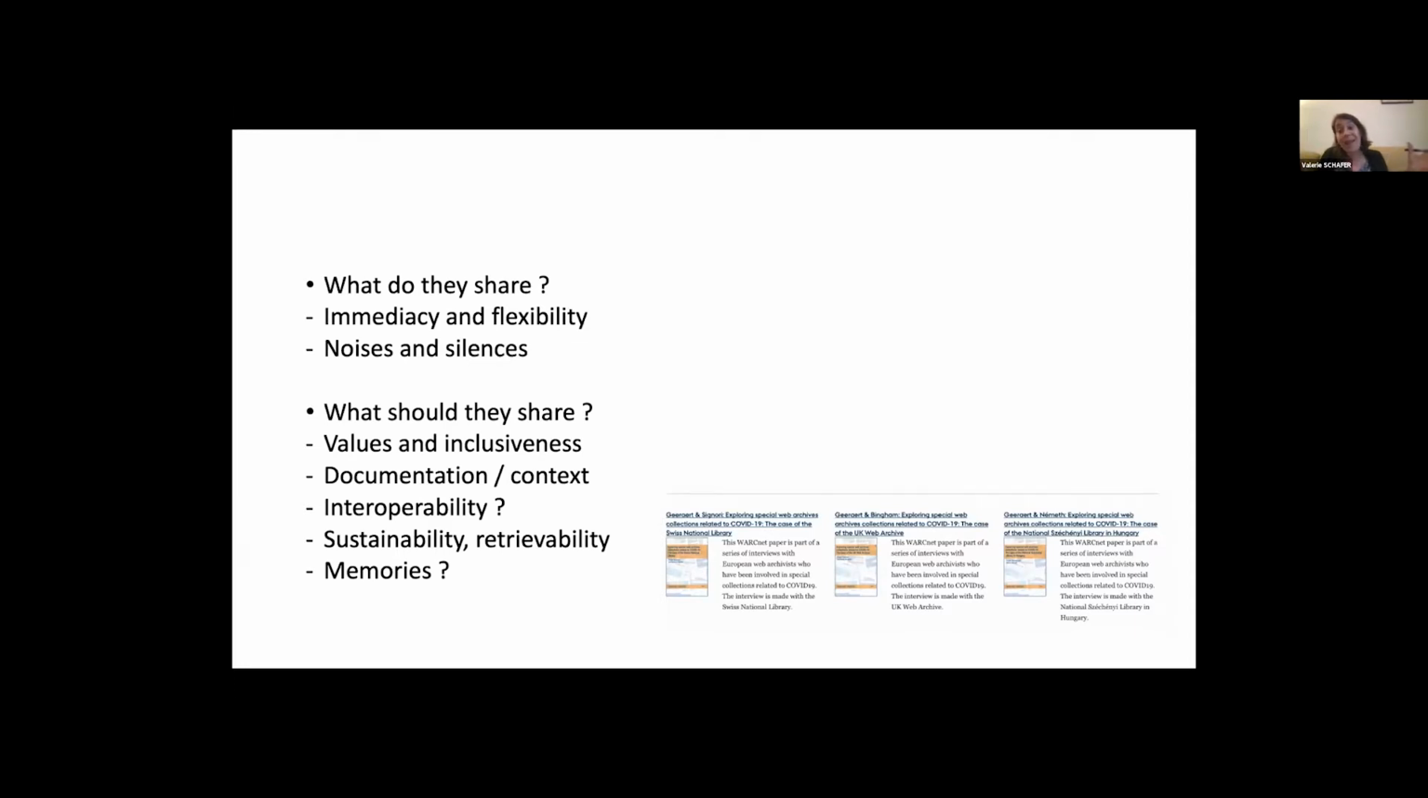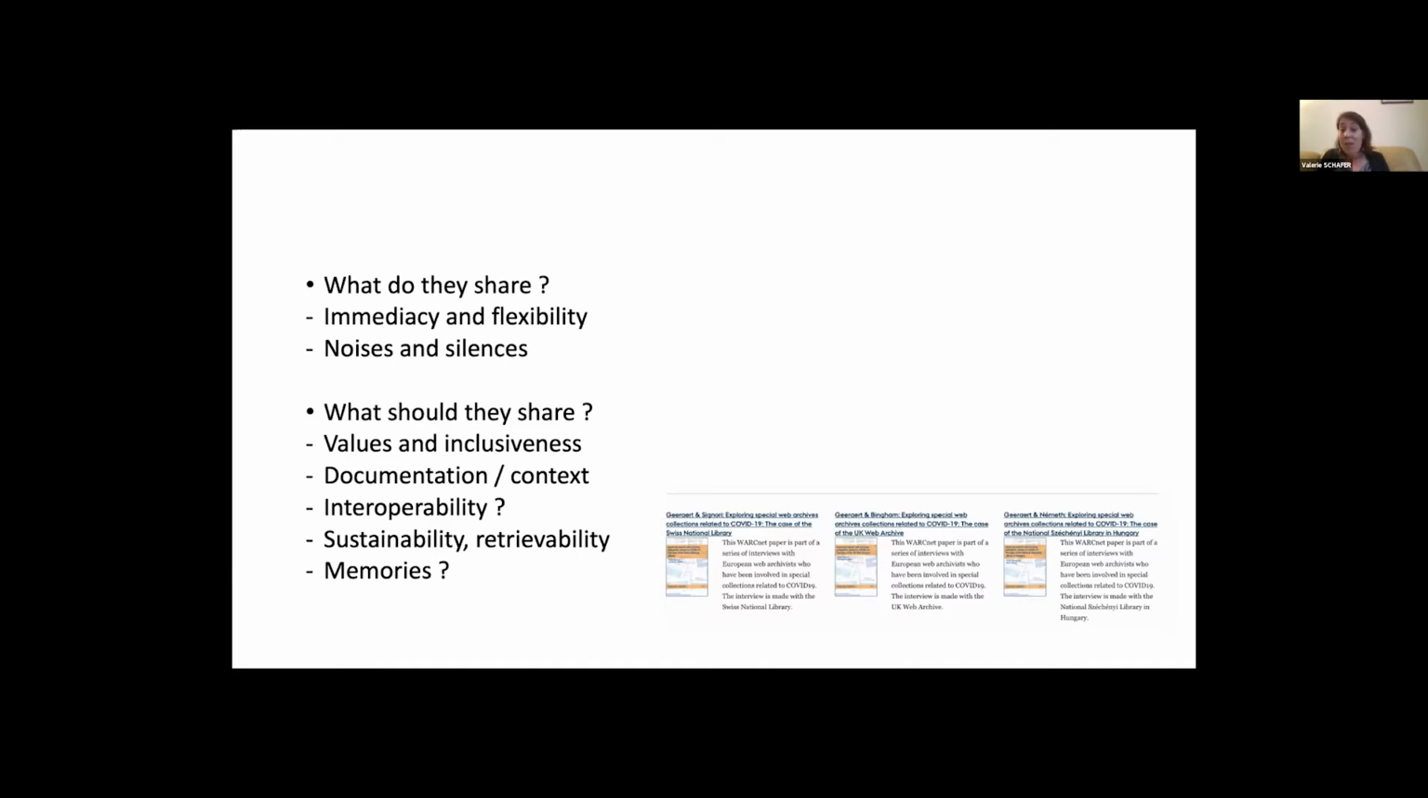Interoperability of metadata, of web content and of tools. And I don't know if we must dream about it, but we have, of course, problems of interoperability. Sustainability and retrievability, of course, are key for the future and for the studies of this crisis.